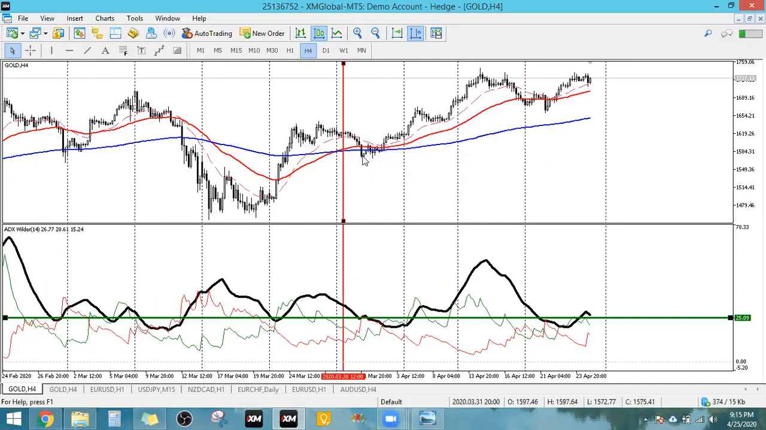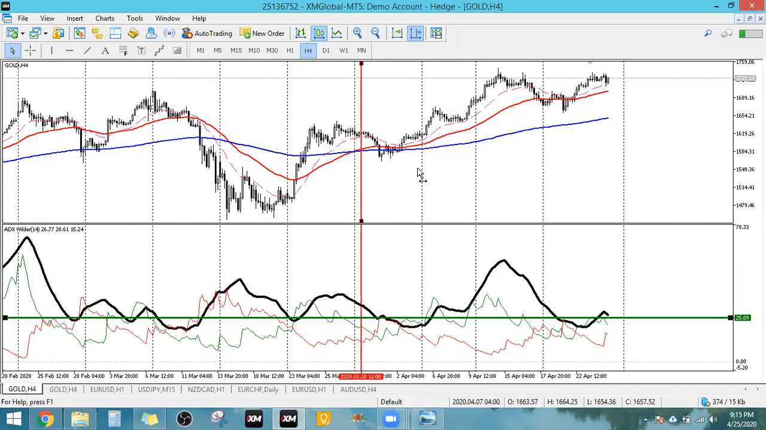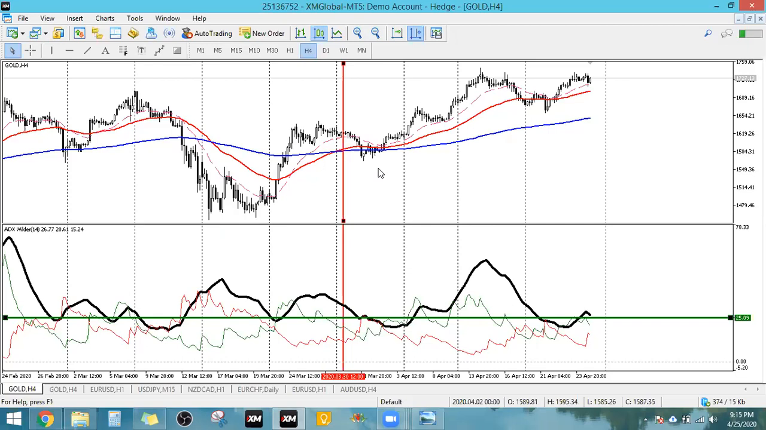Could have hit your stop losses. No? Bumaba kasi ng konti yung market. And then the market went up from there. So depende kung gaano kalayo yung stop loss mo. Okay?